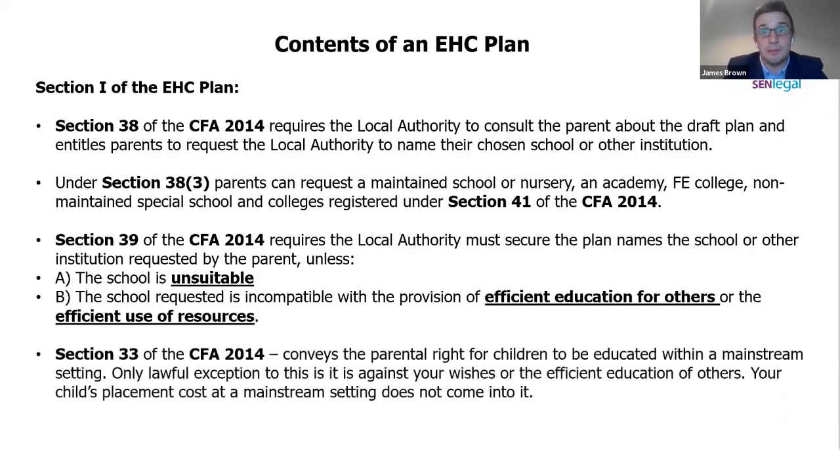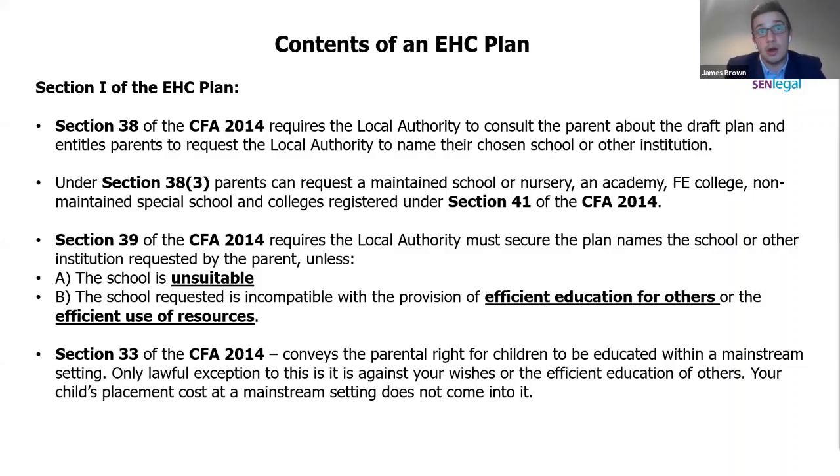Looking specifically at mainstream schools, so if you want your child to stay in a mainstream education and you want your child to be educated with his peers, for example, in a mainstream setting, then you have a parental right for that to happen. And that is under Section 33 of the Children and Families Act, which gives you a right for your child to be educated in a mainstream setting. Now, the only exception to that happening is if A, it's against your wishes to do so, but of course that would not apply if you were requesting a mainstream school setting. And the only other exception is if it goes against the efficient education of other children.